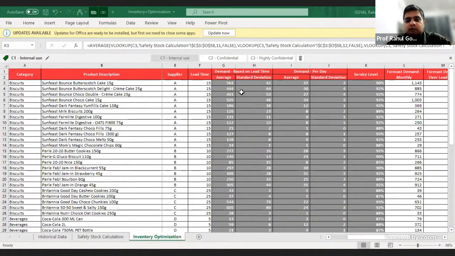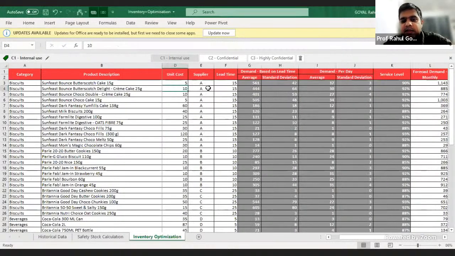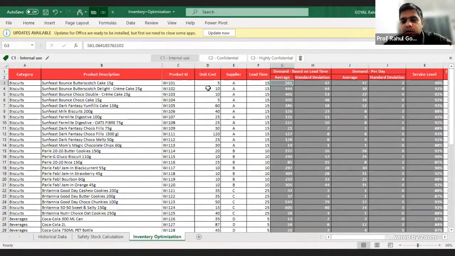Okay, so what we are seeing here is a demand for 15 days. This is based on lead time, right? It is taking the supplier 15 days to give you replenishment, so you need to have stock at least to manage those 15 days, because in those 15 days the supplier is not giving you anything. So what is your 15 days of average demand?